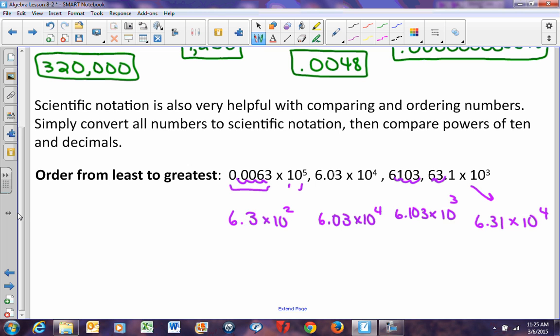So the smallest number is obviously the number that's the smallest power of 10, which would be this one right here. Then I look to see if I have any powers of 10 that are in the 3rd power. That would be this one right here. So this is the 2nd power. Then we have two numbers that both have the same power of 10. This number here has a 10 to the 4th. This number here is 10 to the 4th.